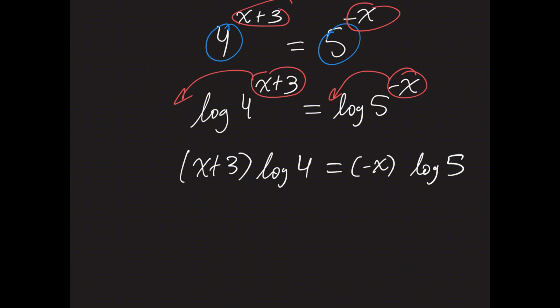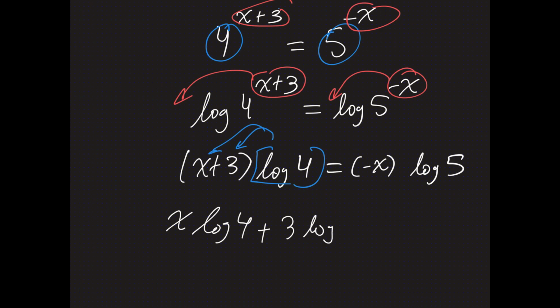All right. So how does this simplify? Well, I had this logarithm here, log of 4. Distribute that to 3 and to x. What does that simplify to? x times log of 4, plus 3 times log of 4. So I'm just distributing that log of 4 over the parentheses. And then I have this minus x log of 5 over here.